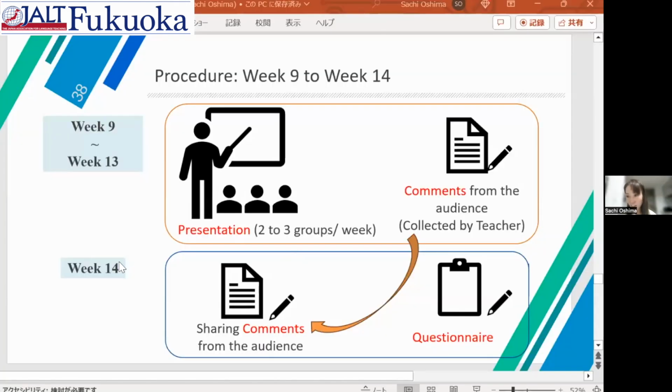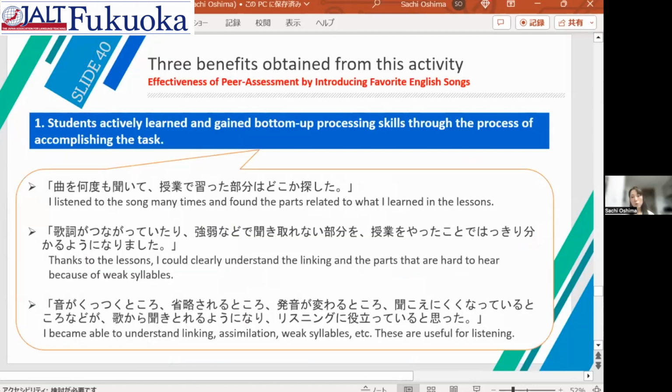So now you have the images of the presentation, and the audience made comments. So it's a kind of peer assessment. How did they feel about it? And then I got the result.